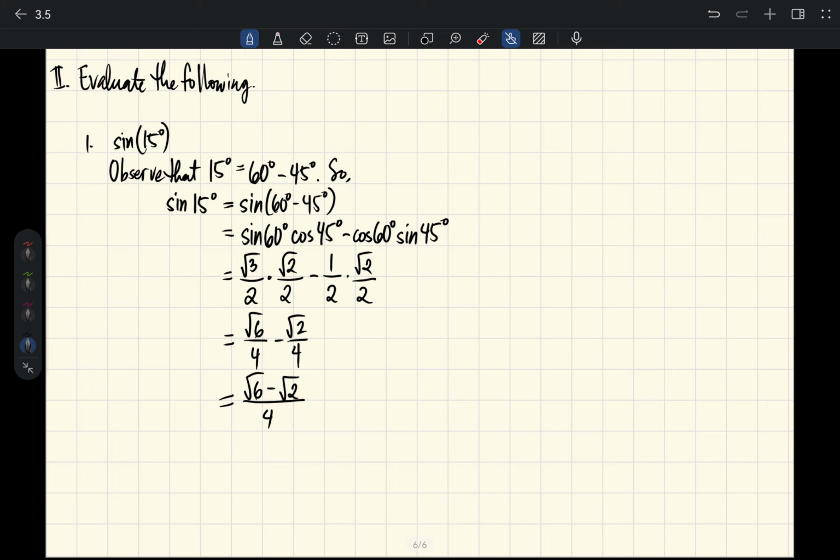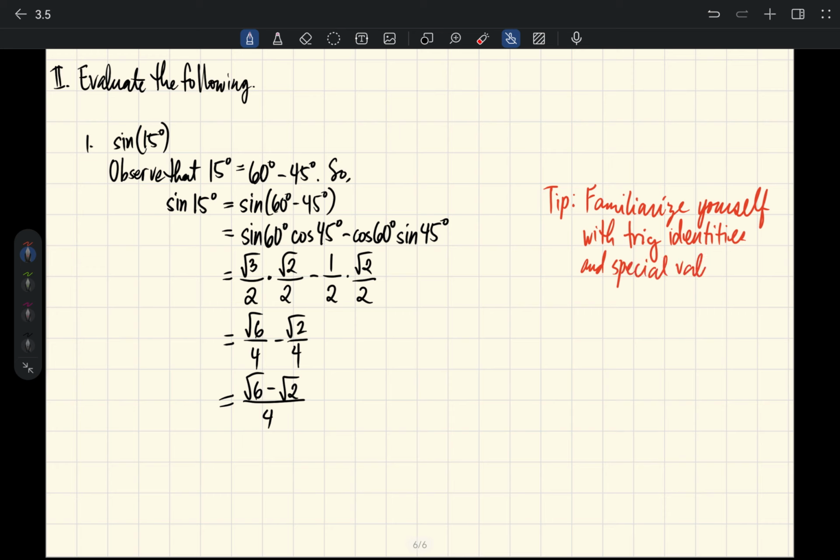Okay? So, for evaluating, you just need to have an instinct of what identity you can exploit and what special values you can exploit. So, tip here, familiarize yourself with trig identities and special values. Okay?